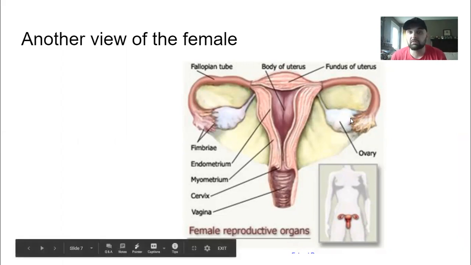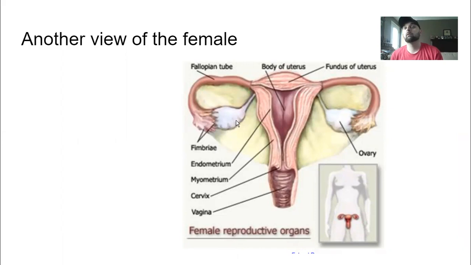Both ovaries do not produce eggs at the same time. Typically, they alternate, left, right, left, whatever. There are times, though, when multiple eggs are released, and that's how we get fraternal twins. Now, when you have an egg that comes out of the ovary, it goes into the fallopian tube.